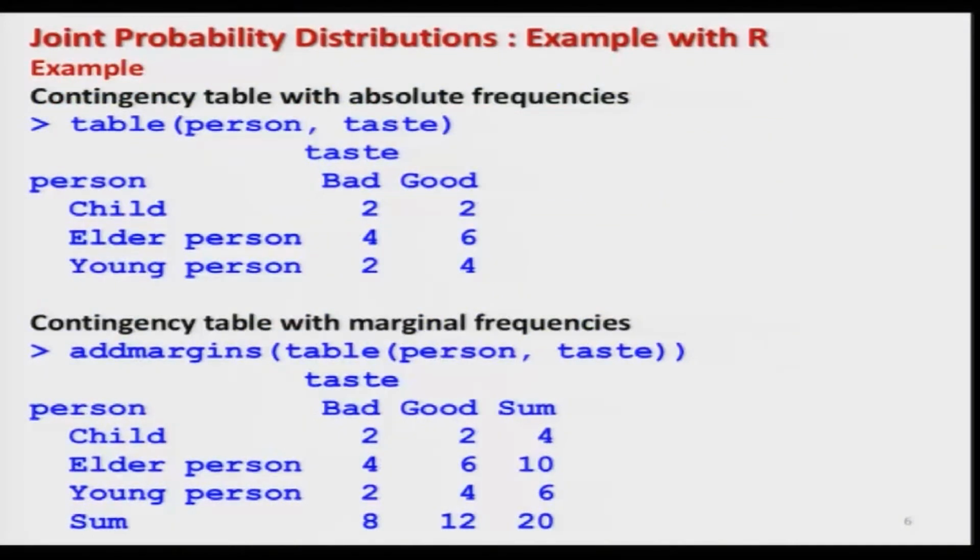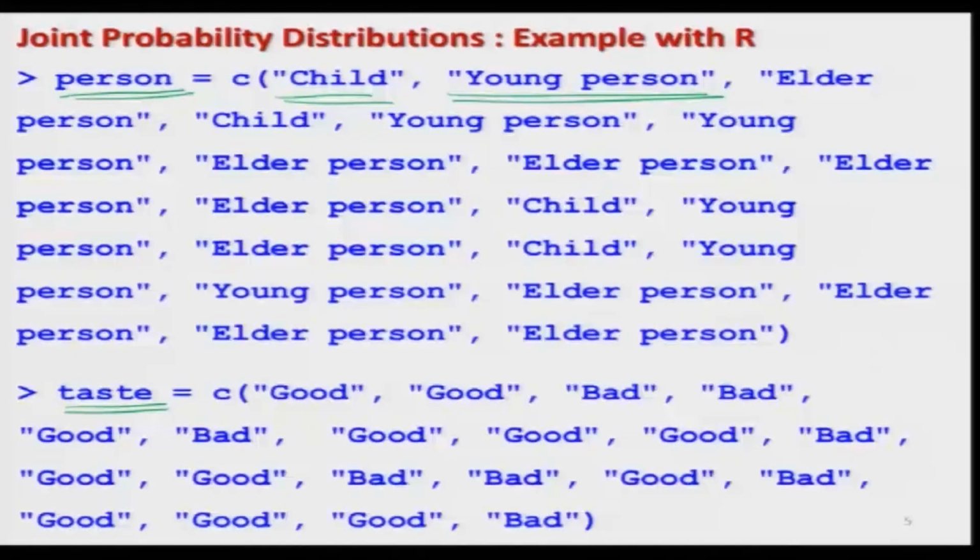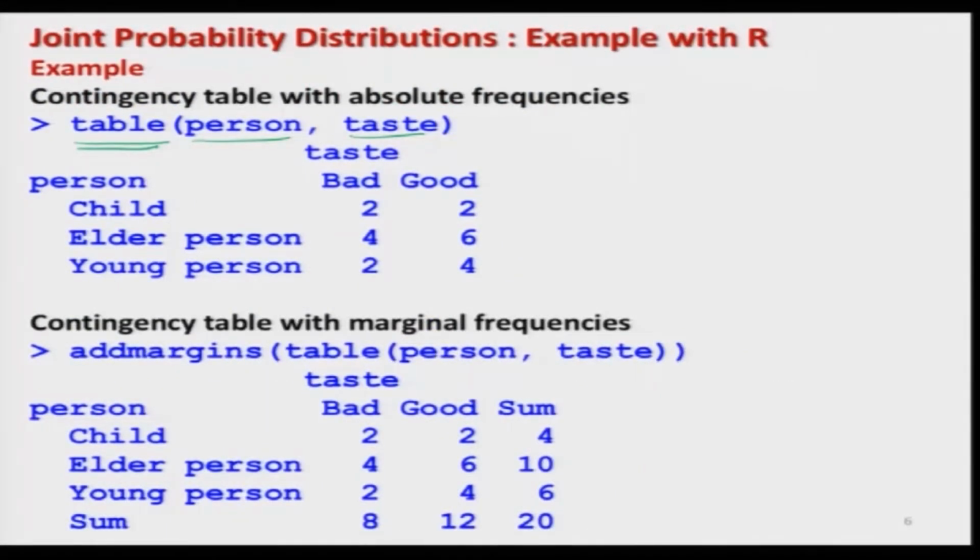Okay. Now, I try to create a contingency table with the absolute frequencies. I simply take the command table, person and taste, and now you can see what is happening. The data that you have given is child, young person, elder person, good and bad, but R has automatically converted them and counted how many persons are in a particular category. So, R has automatically computed the absolute frequencies.